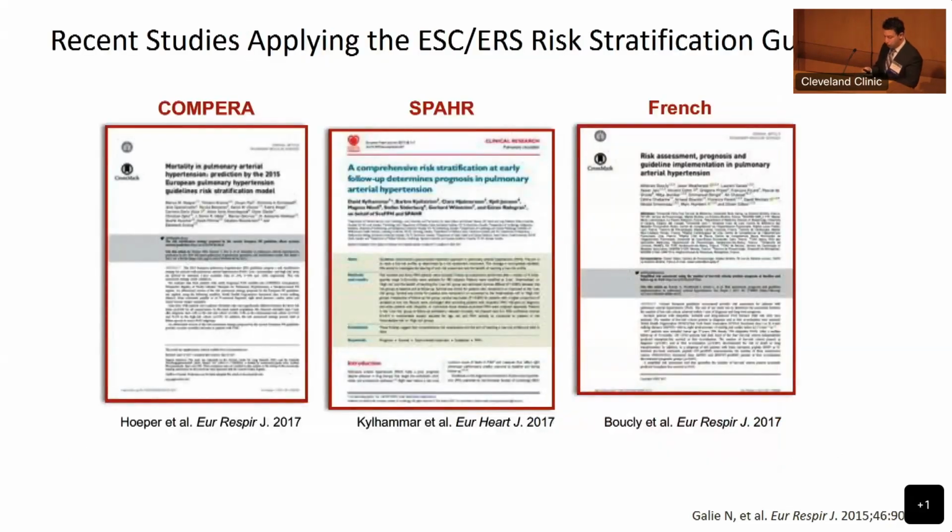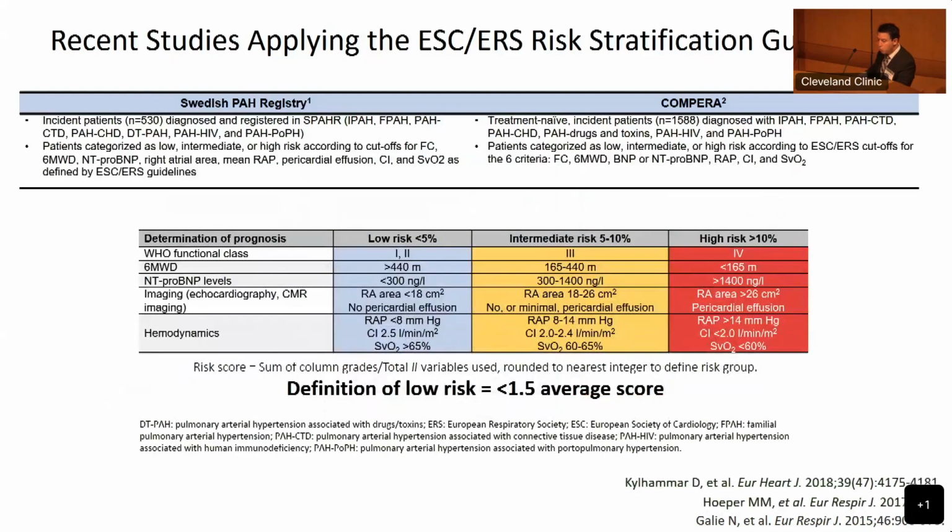Now, in the years to follow, several registry-based studies showed that simplified versions of this European model can be used as a reliable prognostication tool to help predict outcomes for patients with pulmonary arterial hypertension. And these registries include the Compera, the Swedish, and the French registries. Now here you could see, this is the Swedish and Compera. They used a similar, almost summation model, looking at limited variables used or proposed by the European guidelines, specifically functional class, 6-minute walk distance, proBNP levels, and various imaging and hemodynamic parameters.